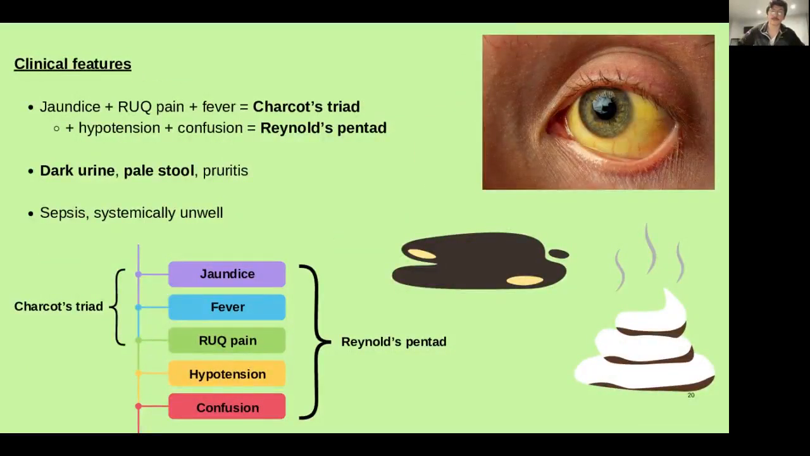Clinical features, as we've mentioned: jaundice is the main differentiator from cholecystitis, and you get that Charcot's triad. If you see those three in a question stem, it's probably going to be cholangitis, plus hypotension, confusion, Reynolds' pentad. And we get the dark urine and the pale stool. Does anyone want to quickly hazard a guess at how that comes about?